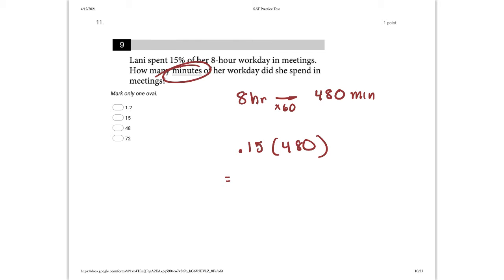Note how we changed it to a 0.15. 15% is 0.15 as a decimal. And if you carry that multiplication out, it comes out to 72.